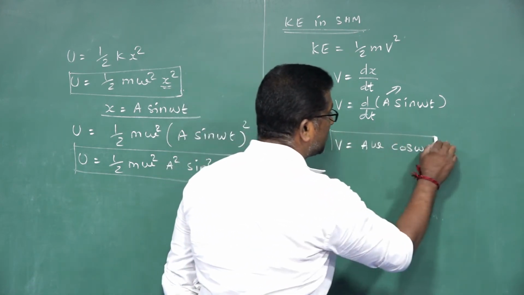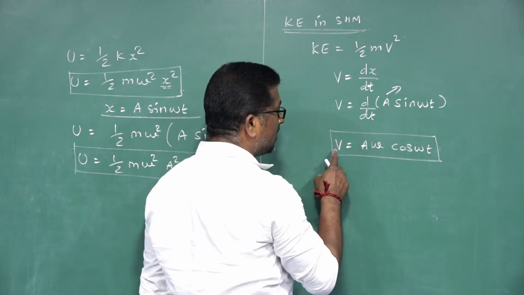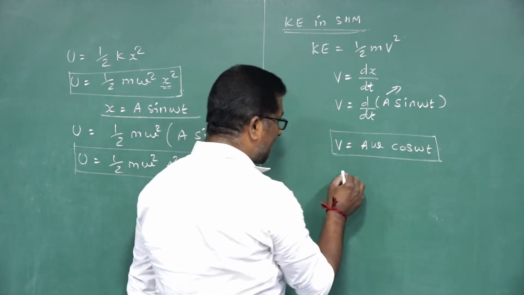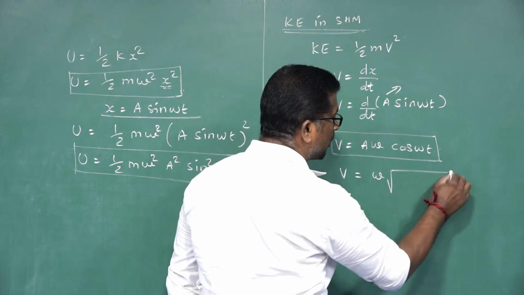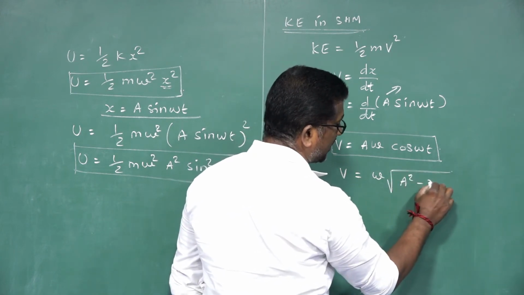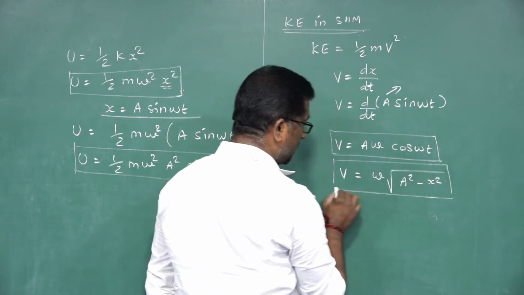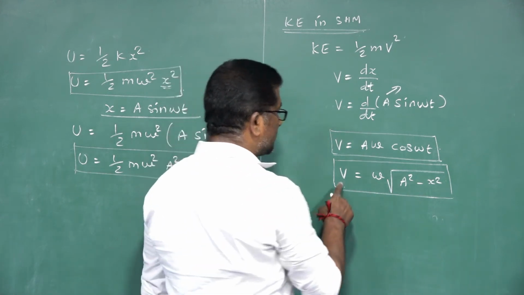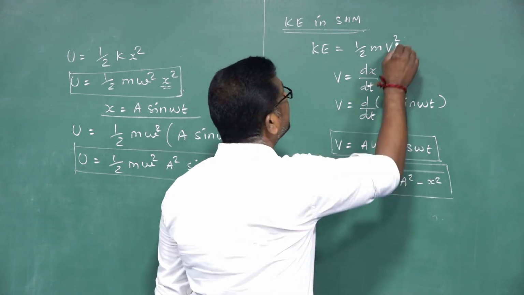So the velocity of the particle in simple harmonic motion at any instant is given by v is equal to a omega into cos omega t. Right? And there is another expression also, that is v is equal to omega into square root of a square minus x square. So both equations give the velocity of the particle in simple harmonic motion. Now substitute v is equal to omega into square root of a square minus x square in this equation.